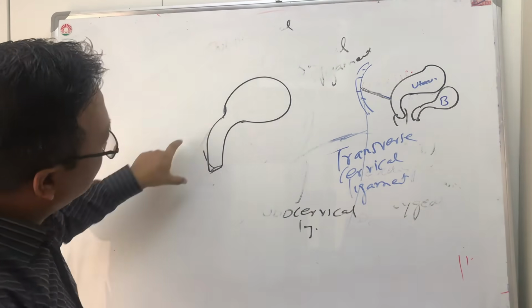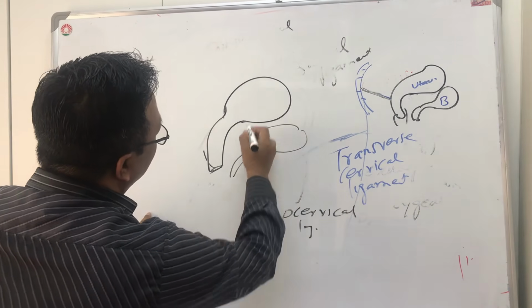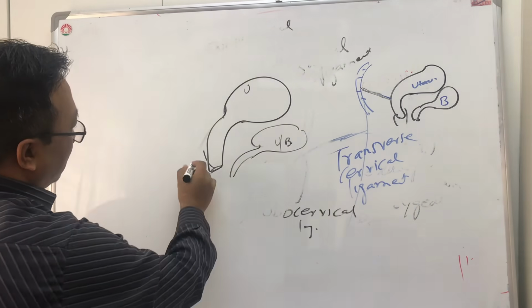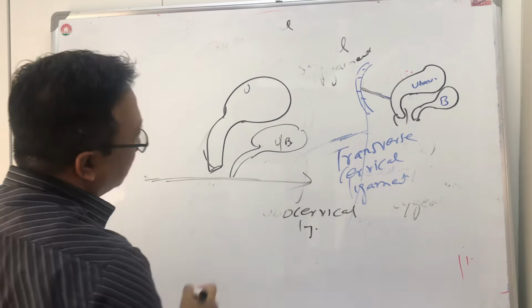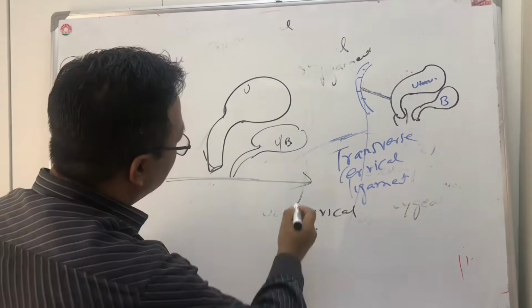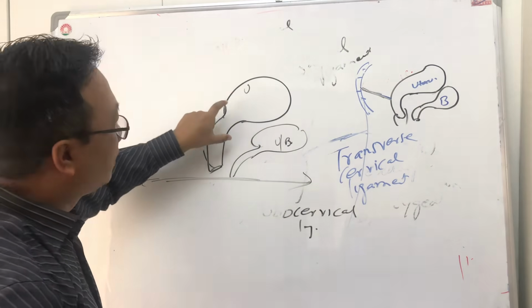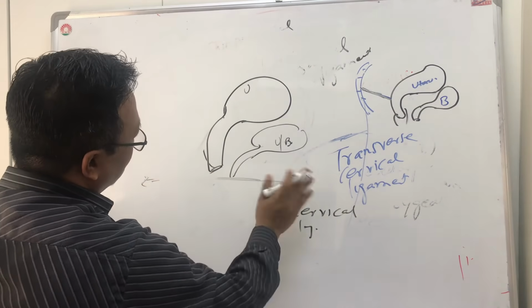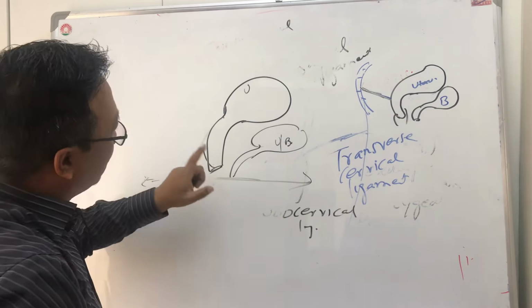So normal, this is the urinary bladder, and this is the uterus. You can see the person is lying down in a supine position. Okay, forget it. So the normal uterus is anteverted, anteflexed.